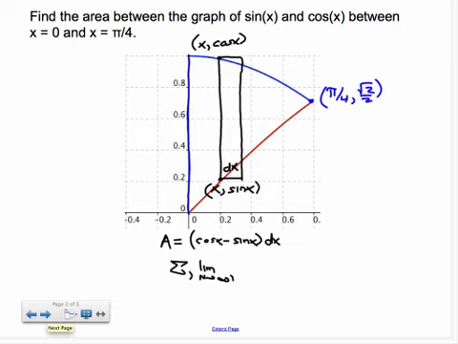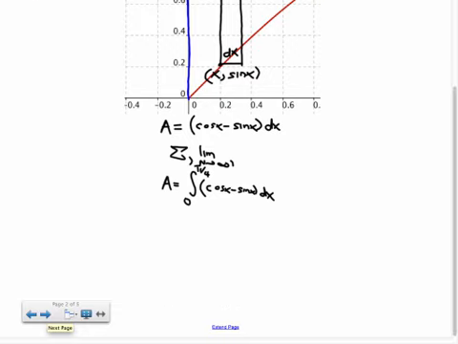So the bottom line is, the area of this entire region is going to be the integral from the left boundary, which in this case is x equals 0, to the right boundary, which is pi over 4, and then I'm just going to use the area expression for my representative rectangle, which in this case is cosine x minus sine x dx. So I now have an integral that finds the area we're looking for, and I would just have to go about evaluating this. So let's go ahead and do that real quick.